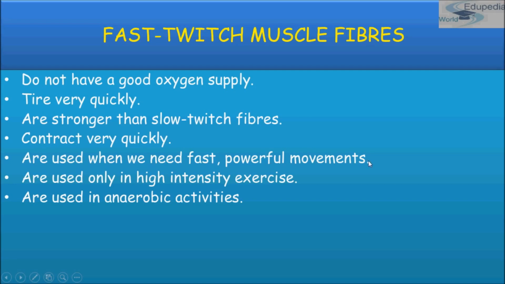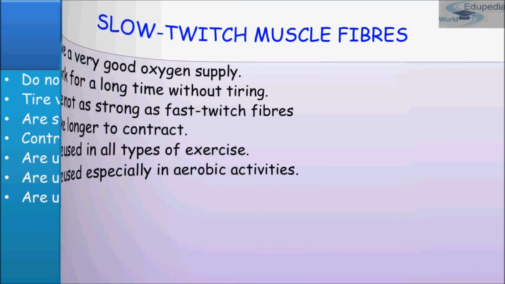That means when we have to run in any competition. So the fast twitch muscle fibers are used when we need fast and powerful movements. They are used only in high intensity exercise. They are used in anaerobic activities.